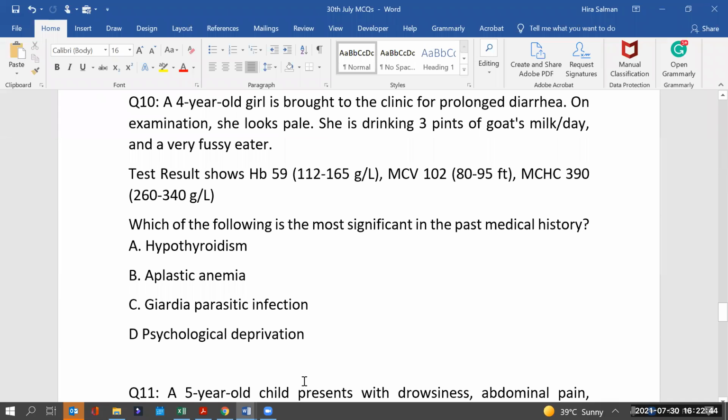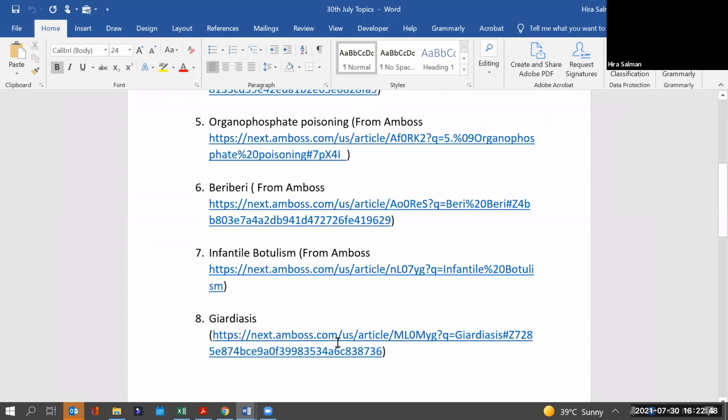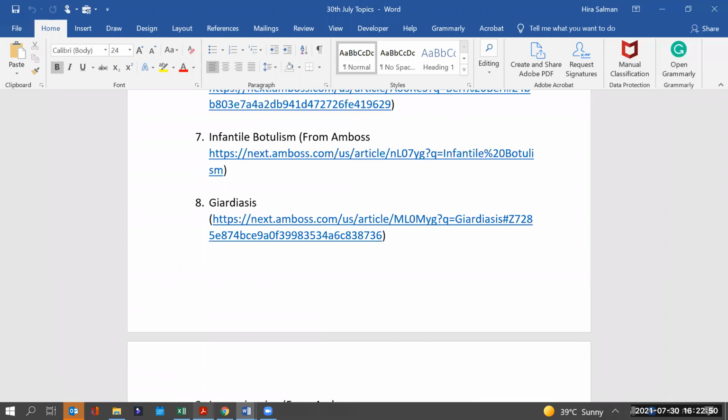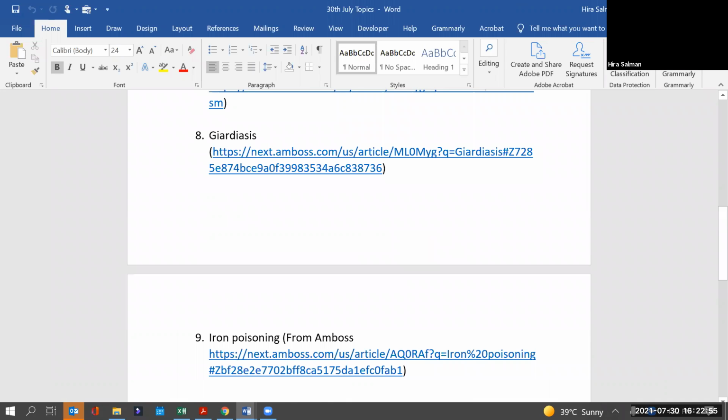Okay. For this one, we have to go for the theory first. So next we have giardiasis. Again, it's not there in MTB. Giardiasis, and then we have iron. The 2 topics are remaining. We'll cover them quickly.